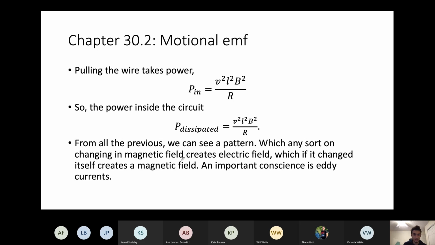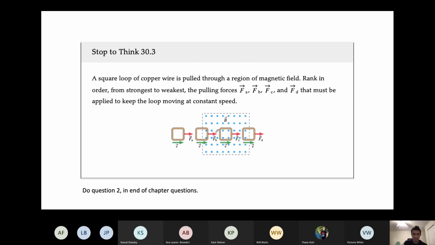From all the previous, we can see a pattern: any change in the magnetic field will create an electric field, and any change in the electric field would also change a magnetic field. So you have something that produces the other and just keeps going on forever. That continuous changing is an important consequence of something called eddy currents.